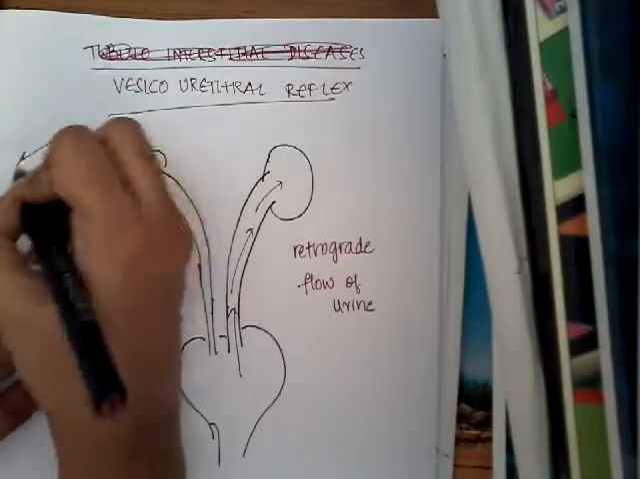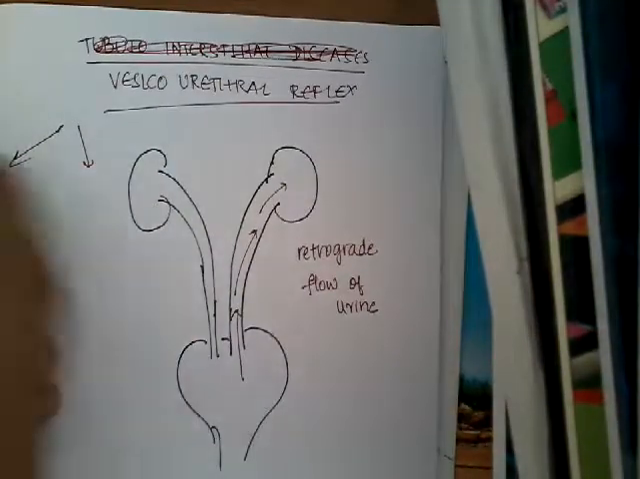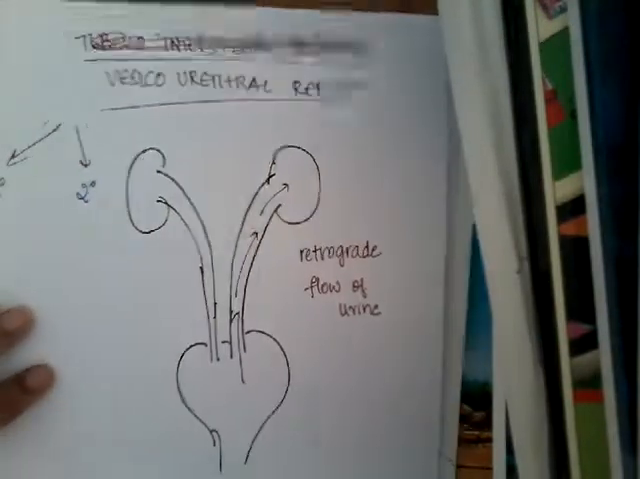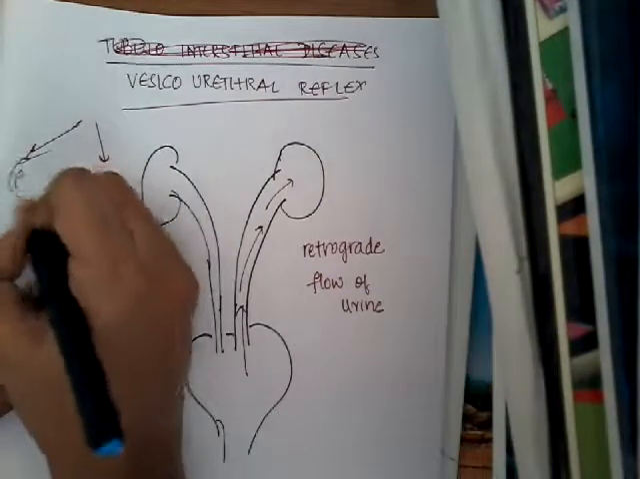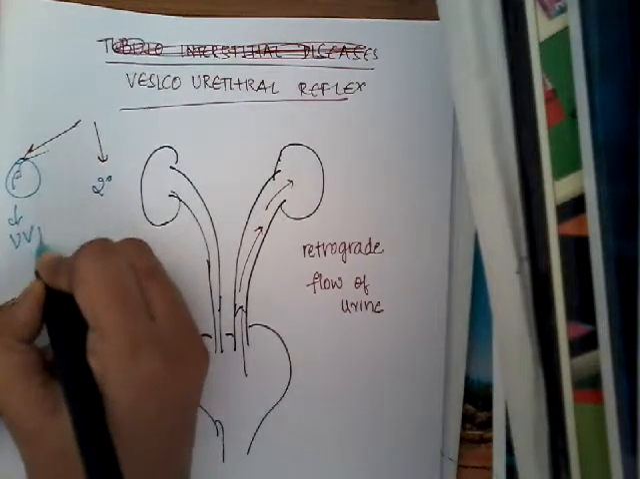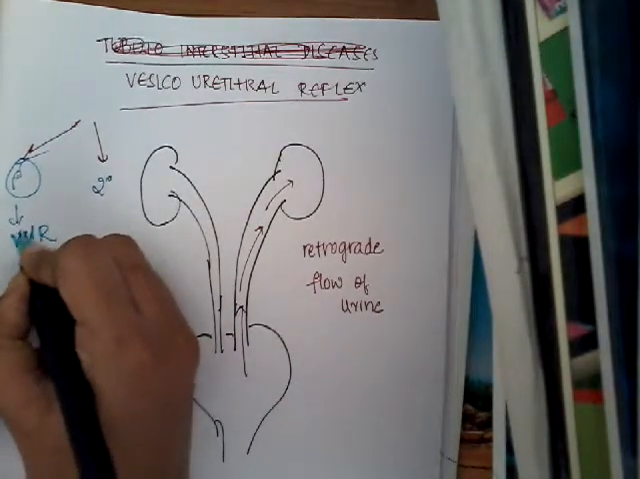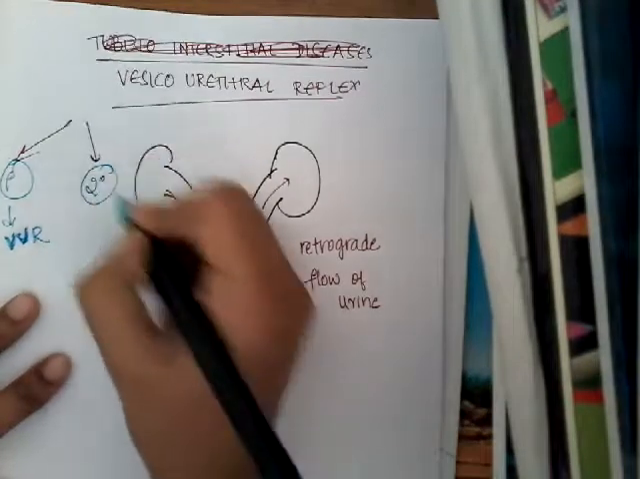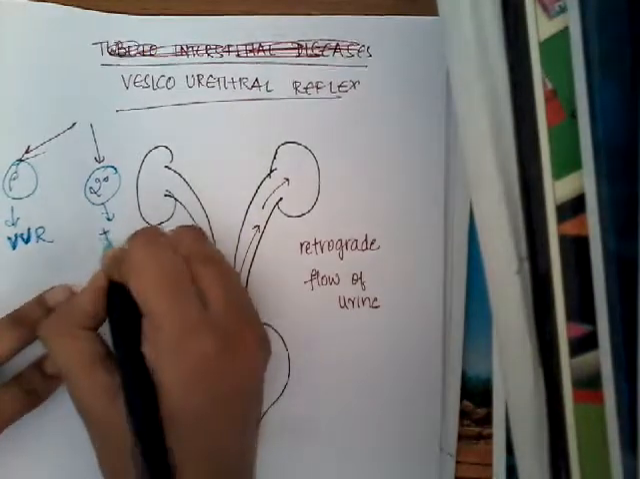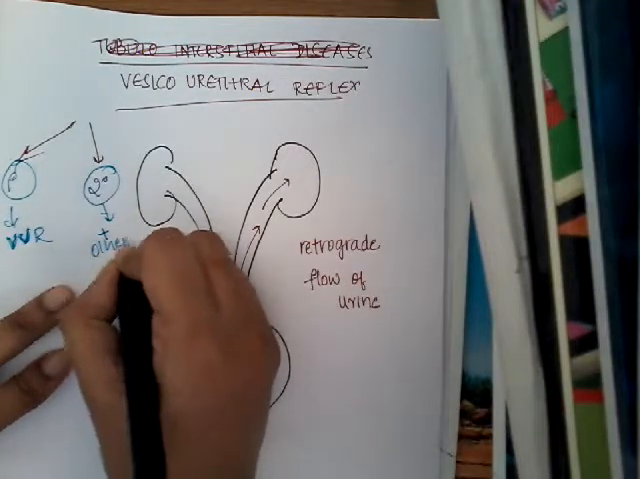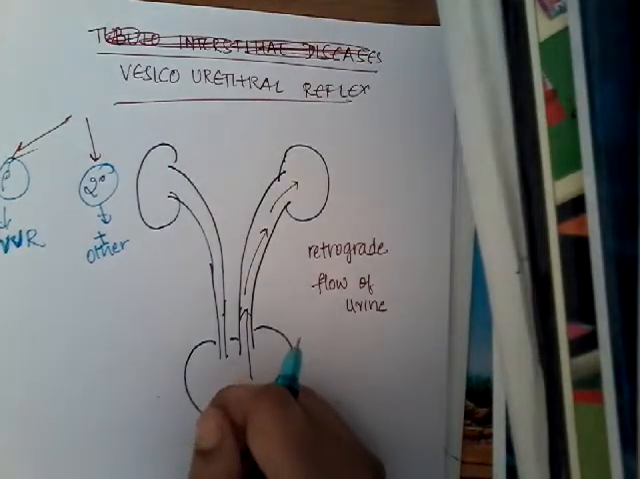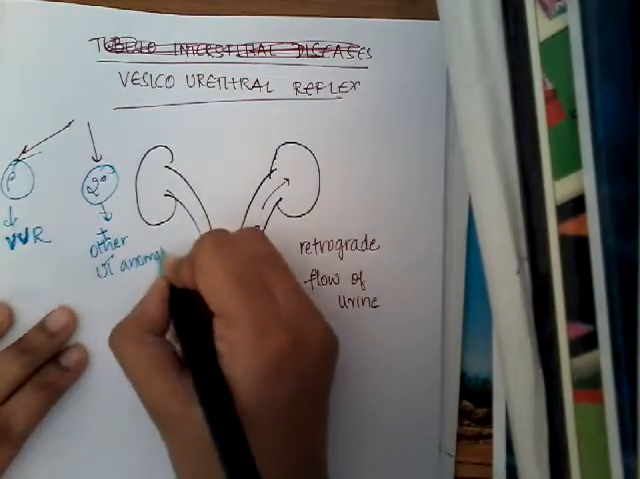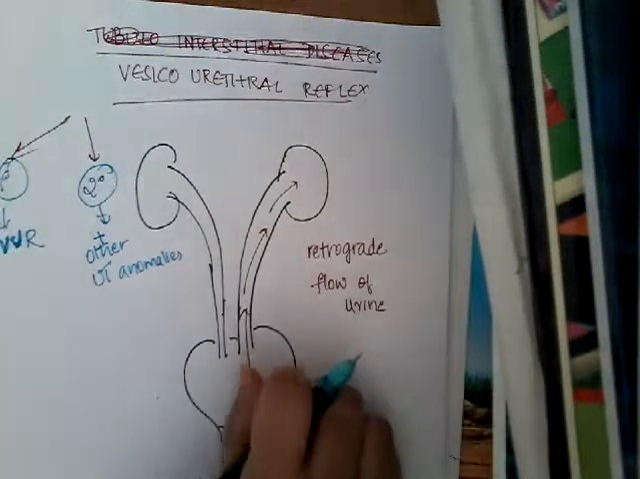So this vesico-ureteral reflux is mainly of two types. It can be primary vesico-ureteral reflux and secondary vesico-ureteral reflux. In primary vesico-ureteral reflux, reflux is the only abnormality. There is no other abnormality. In secondary vesico-ureteral reflux, it is associated with other anomalies of the urinary tract.